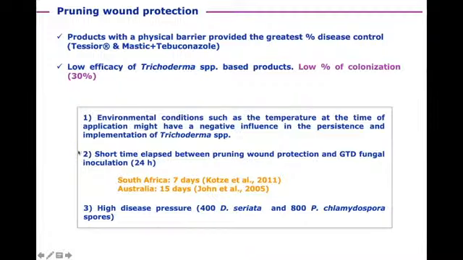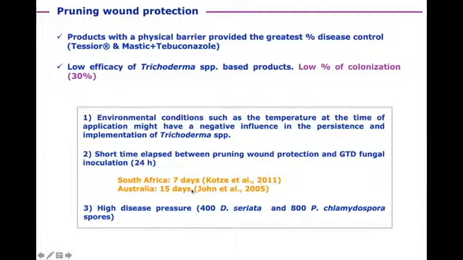The second reason for this poor performance may be the short time elapsed between pruning wound protection and GTD fungal inoculation, 24 hours. Previous research reported a greater biocontrol efficacy when artificial GTD pathogen infection was delayed 7 and 14 days after application of Trichoderma species on pruning wounds. These findings suggest that biocontrol agents might need a period to colonize the pruning wound surface and grapevine wood to be effective.